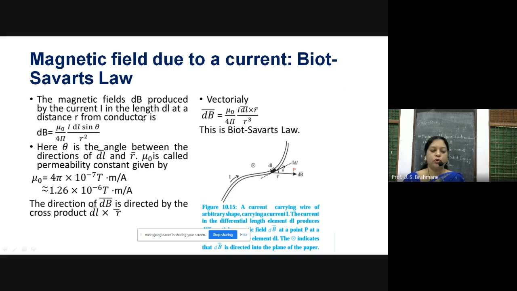Then we'll switch on to the magnetic field due to a current. So see, it's Biot-Savart's law. It's a very important law. If you take a conductor of any shape, and you take a small part, that is the infinitesimal length dl, the current in that will also be dI, a very small current. Because of this small element, you want to find the magnetic field at point P. That magnetic field is also small, a differential magnetic field, dB. It is at a distance r from the element.